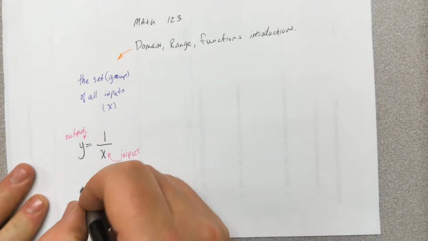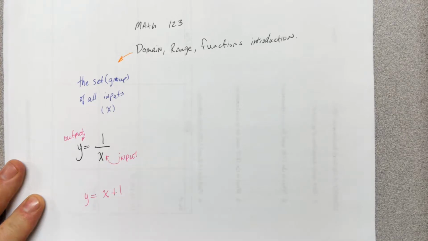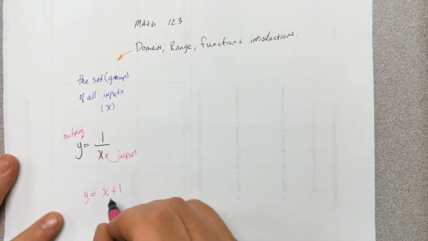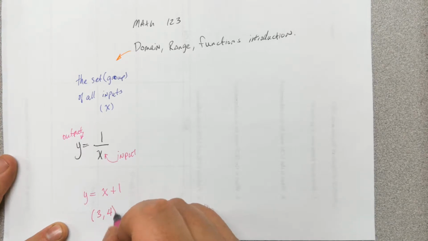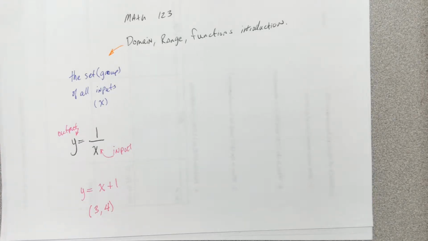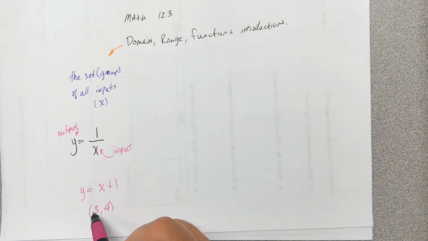For example, ones we've been doing, linear equations like this, right? Y equals X plus 1. If you put in a 3 for X, you get out 4 for Y, right? So this is your input, that's your output. Now the domain is not 3, because the domain is all of the inputs. 3 is just one of them.